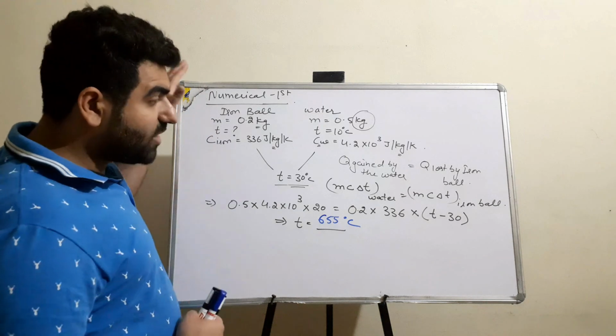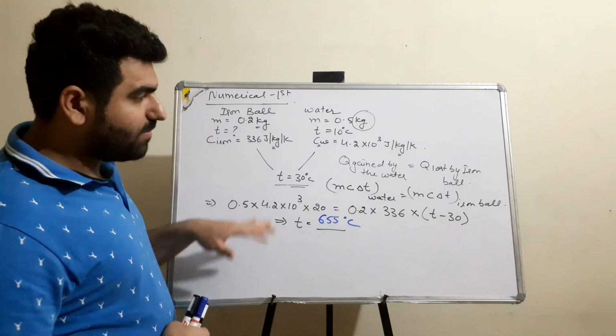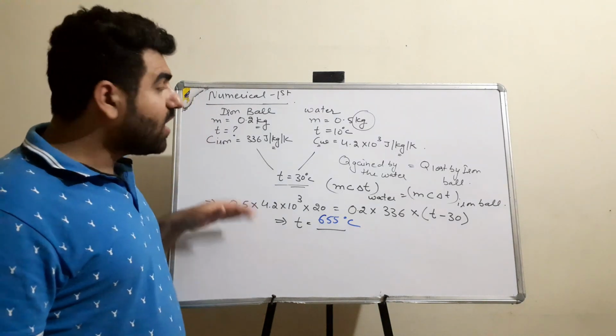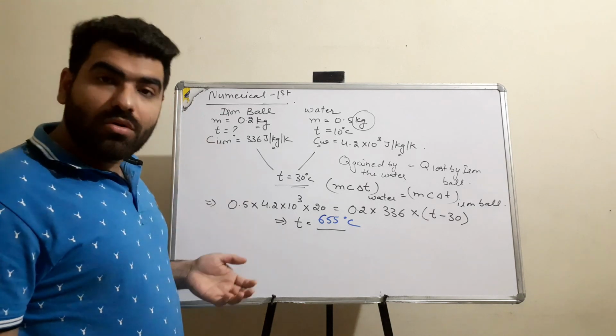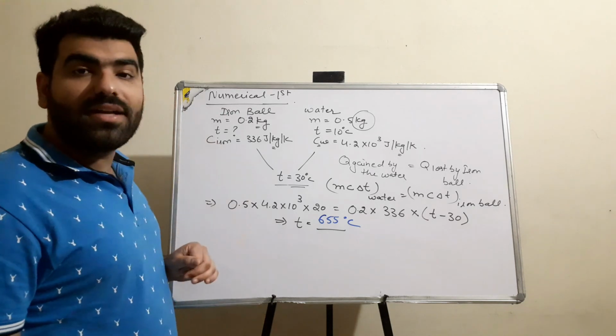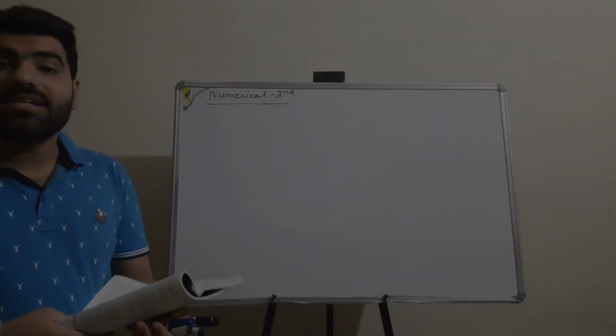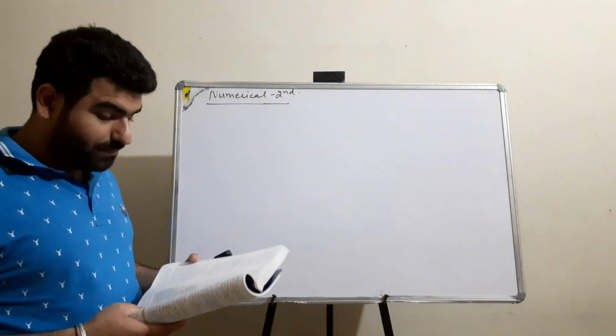Alright, so this was the first numerical as given in the ICSE book. We'll discuss one more numerical like this, and then I will take up your doubts. So let us now discuss the second numerical.